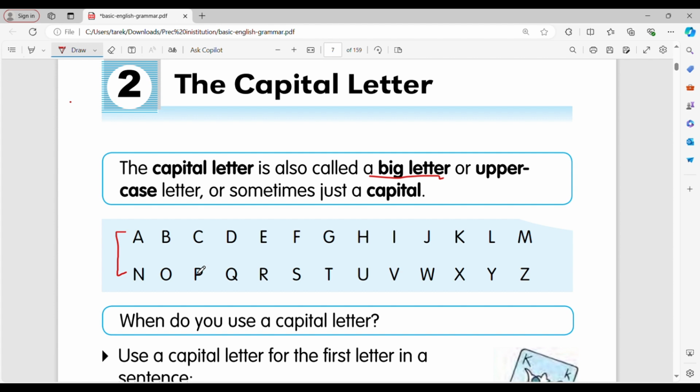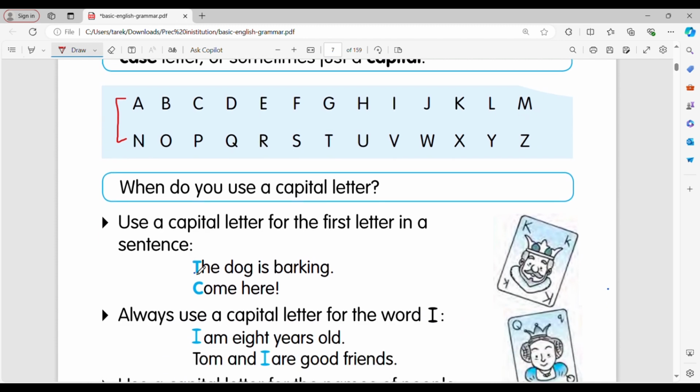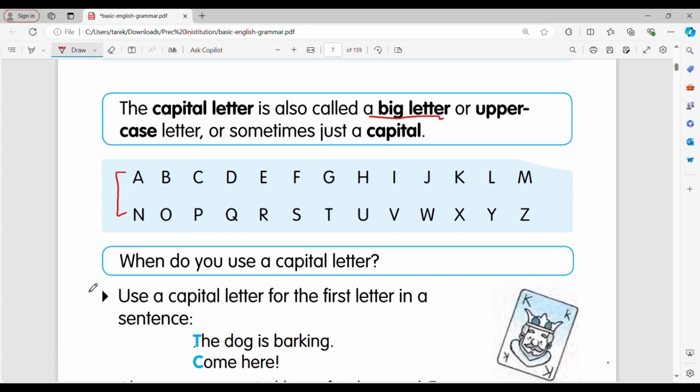Okay, so now we're gonna move on to the next part, which is when do you use a capital letter? So when are we gonna use these capital letters for? First, we are gonna use a capital letter for the first letter in a sentence. So every sentence should start with a capital letter.